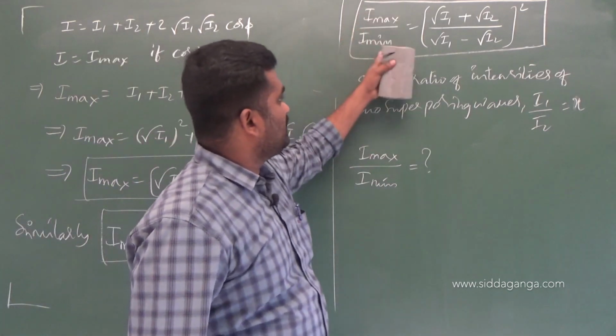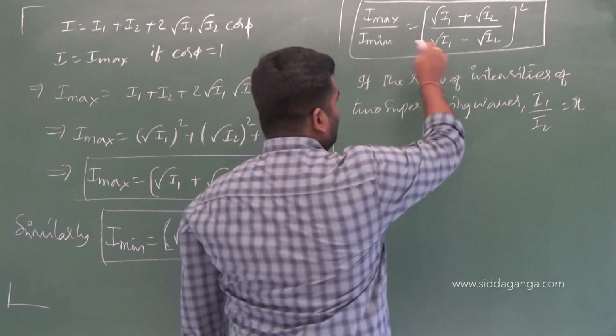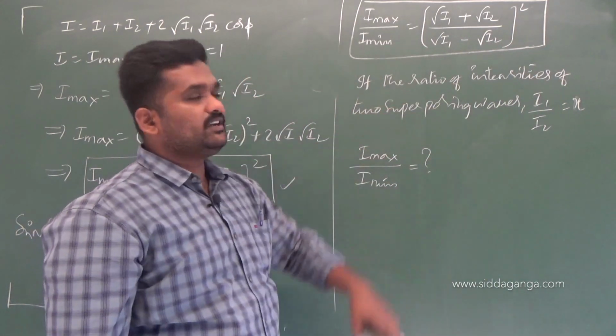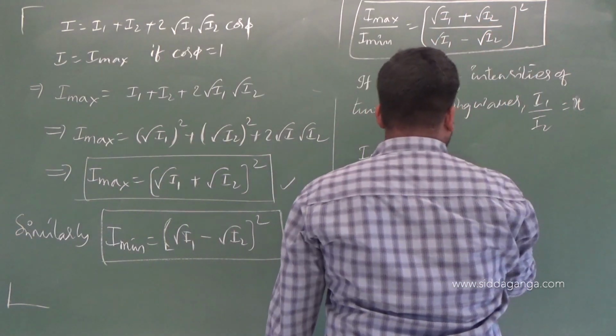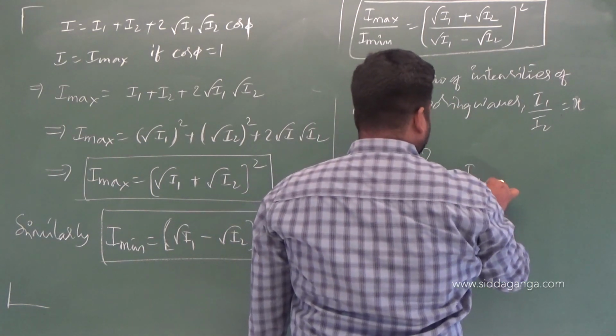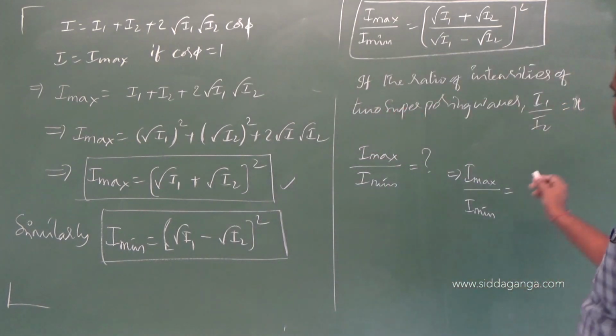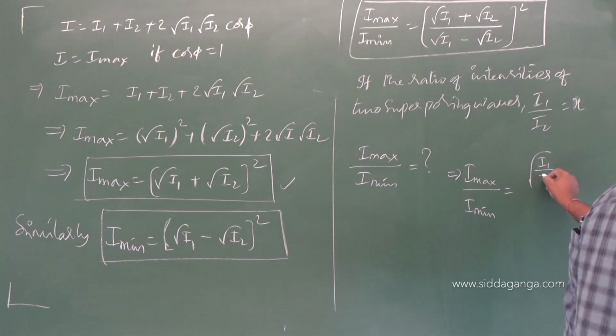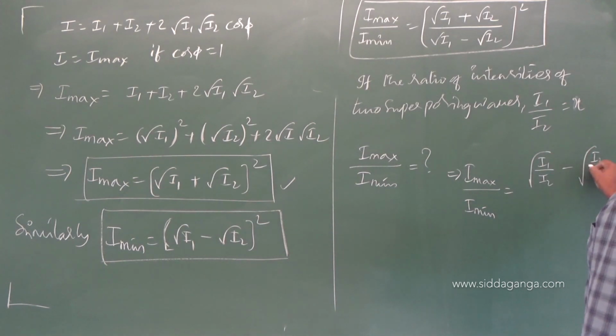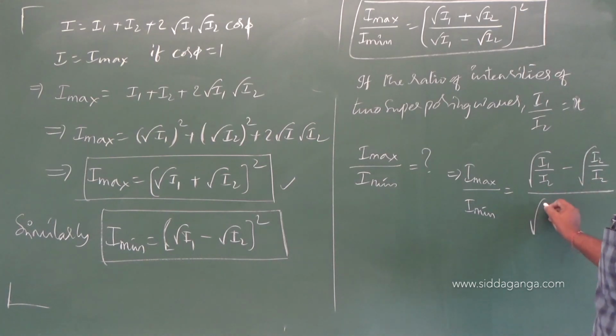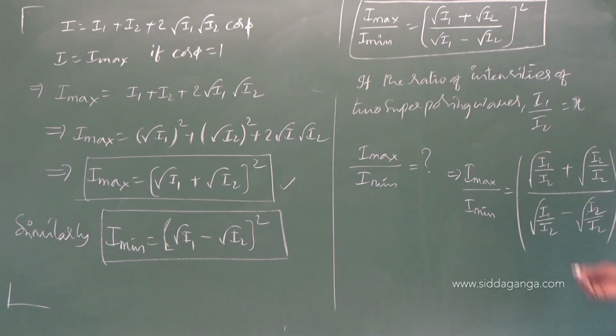So you know the relation for I maximum and I minimum. Divide both numerator and denominator by I2. Then I maximum divided by I minimum equals root of I1 by I2 plus root of I2 by I2, whole square, divided by root of I1 by I2 minus root of I2 by I2, whole square. The I2 can be cancelled in both numerator and denominator.